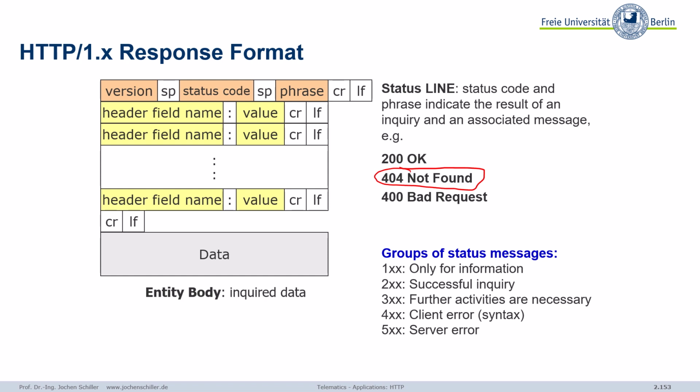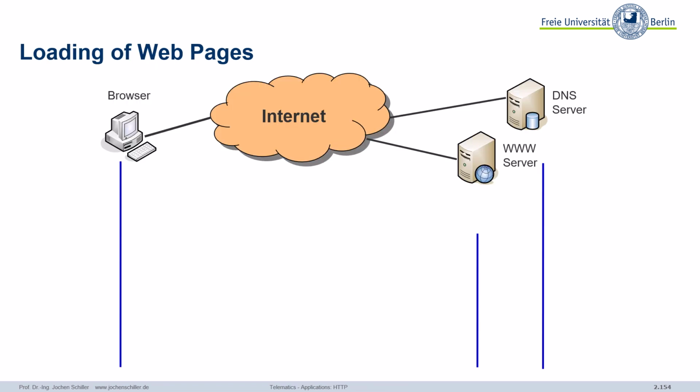Okay, so that was more the theory. How does it look like in reality? We load a web page. So you click on a link. You do this hundreds of times every day. You click on the link in your browser, and then what happens? So now we do not mention UDP, TCP, layer 4 stuff, only the application layer.